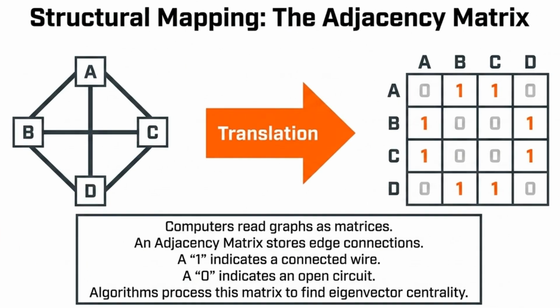Computers represent these structures using adjacency matrices. A 1 represents a connection, while a 0 indicates an open circuit. Algorithms then process this matrix to determine centralities within the network structure.